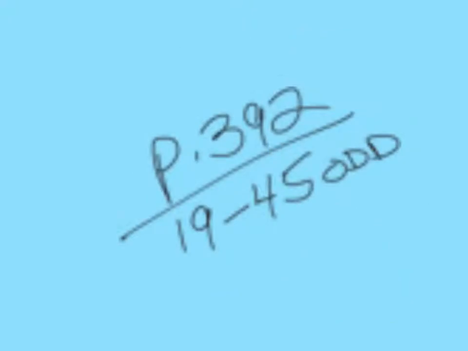Your assignment for Chapter 7, Section 4, where you're solving rational equations, 19 through 45 odd is going to be page 392. Okay.